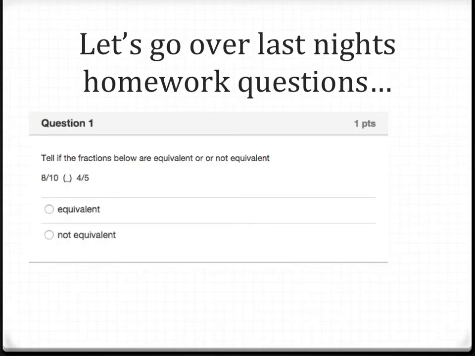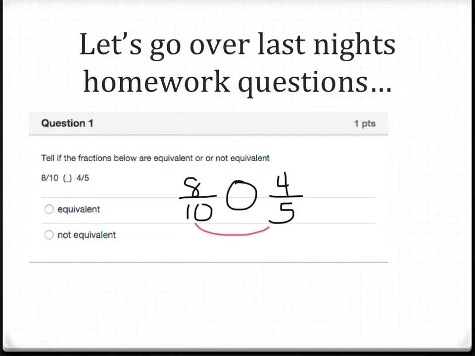What about last night's homework questions? We're starting a new unit. This unit is all about fractions, and we're starting with fraction equivalents. The question for number 1 asked if the fractions were equivalent for 8/10 and 4/5. The way I think of these problems is by using multiplication. 8 over 10, 4 over 5. I can't do 10 times something to get 5, but I can do 5 times something to get 10. 5 times 2 is 10. Since 4 times 2 is also 8, my fractions are equivalent.